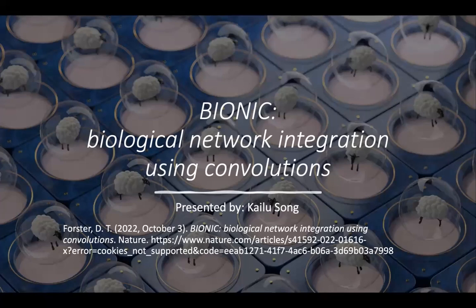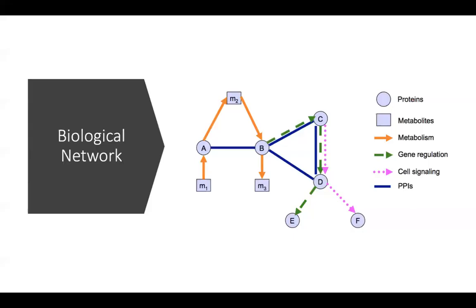So today I'm going to present this paper called Biological Network Integration Using Convolutions, which is published in Nature Methods. Before I go into detail about this paper, I want to talk about what a biological network is. As you can see from this picture, a biological network is basically just a graph, a representation of how the biological components interact with each other.